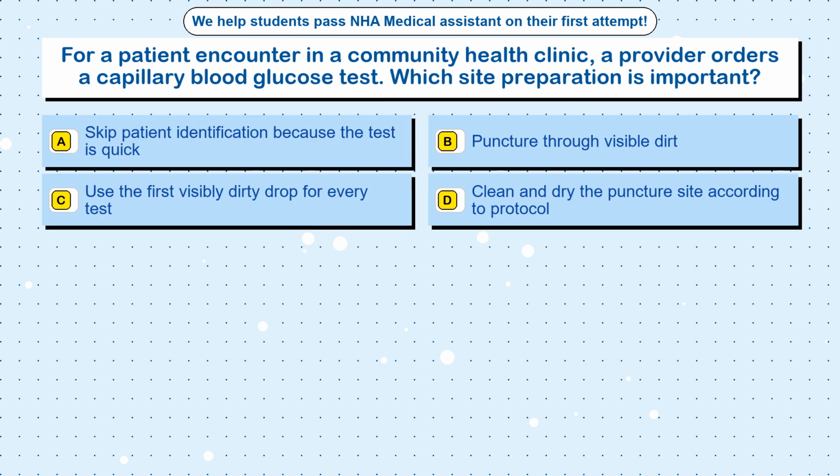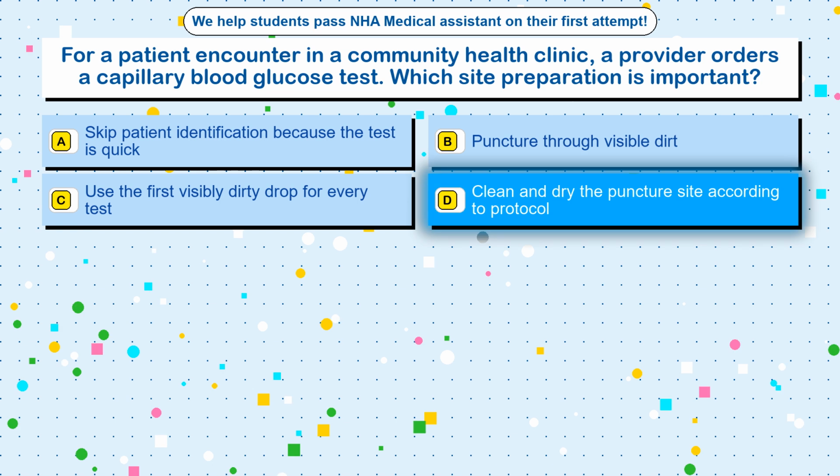Question 10. For a patient encounter in a community health clinic, a provider orders a capillary blood glucose test. Which site preparation is important? Option A, skip patient identification because the test is quick. Option B, puncture through visible dirt. Option C, use the first visibly dirty drop for every test. Option D, clean and dry the puncture site according to protocol. The correct answer is option D, clean and dry the puncture site according to protocol.